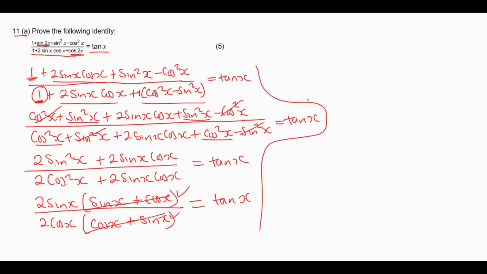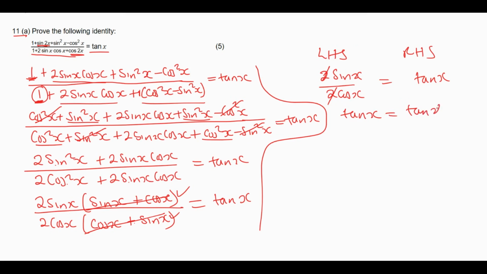And then we have 2 sine x over 2 cos x is equal to tan x. 2 divided by 2 is 1. We remain with sine x over cos x, which is tan x, is equal to tan x. Then the left-hand side is equal to the right-hand side. We have proved that the left-hand side is equal to the right-hand side.